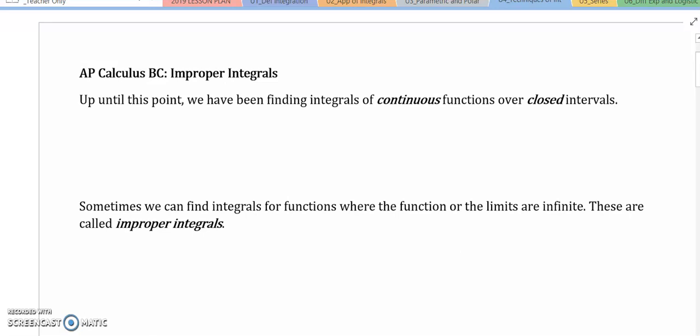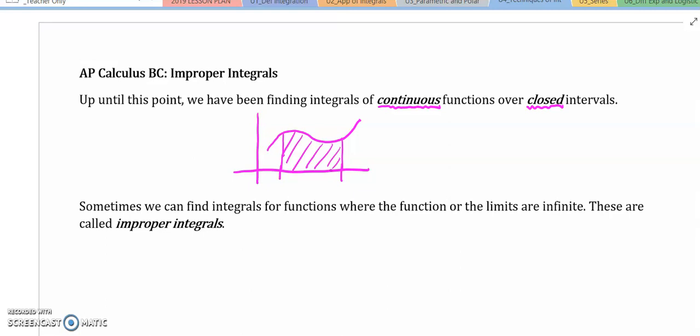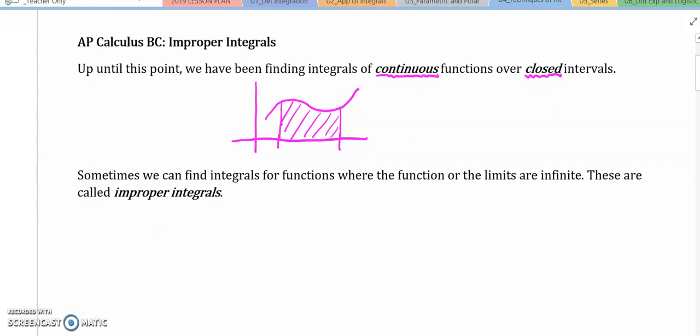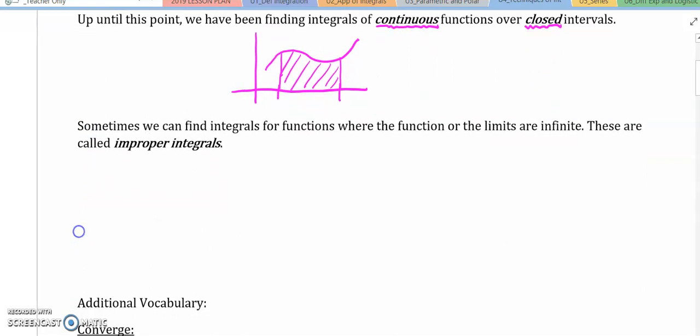This is going to introduce a type of integral that we've not encountered to this point. Up to this point in this class, the only integrals that we've been working with are functions that are continuous and are on closed intervals. So quite simply, I give you a defined start point, a defined end point, and we find the area under the curve of a particular function that has no discontinuities or any issues along that interval. What we're going to look at today is situations where we can find integrals for functions where the functions or the limits are infinite. And we're going to call these improper integrals.